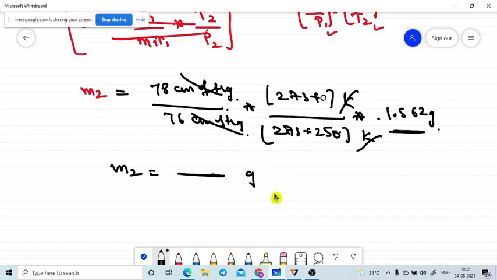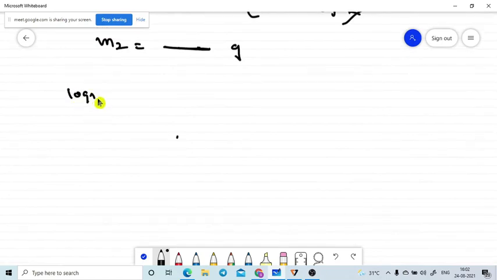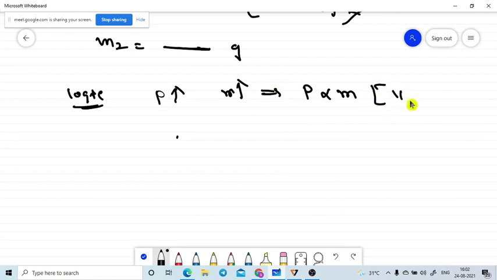Yes, sir. So what is the logic in this one? Tell me the logic. The logic is here: pressure will increase as the mass of the substance increases. That is nothing but P is directly proportional to M, but the value must be constant. This is the first condition.